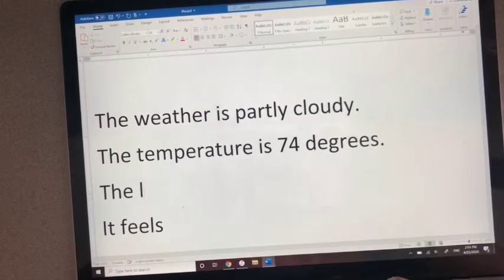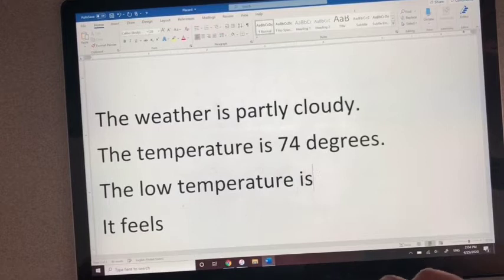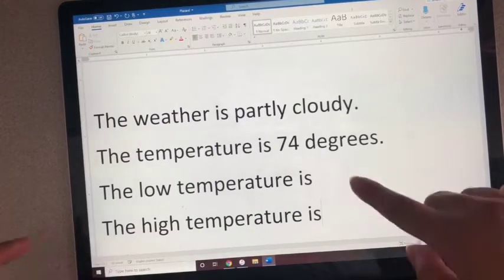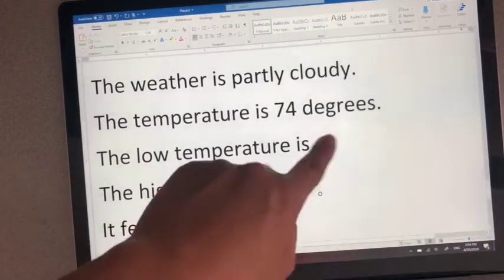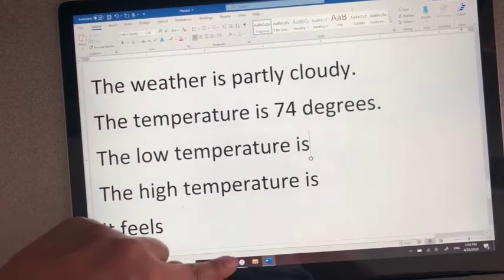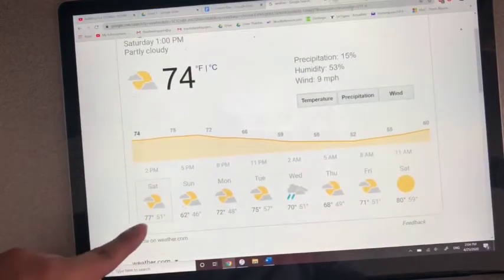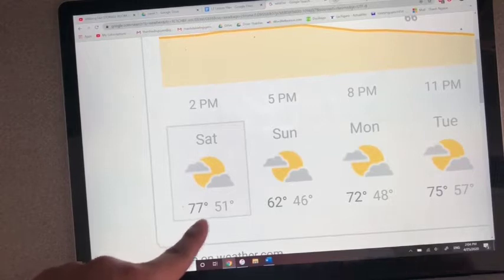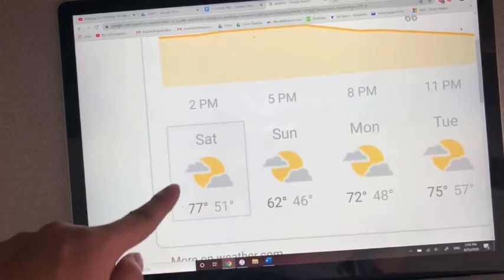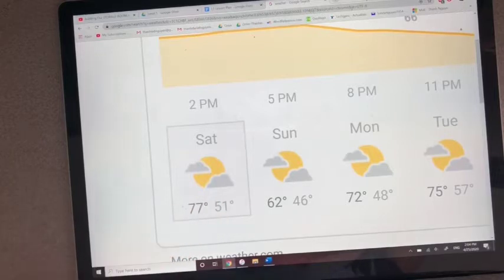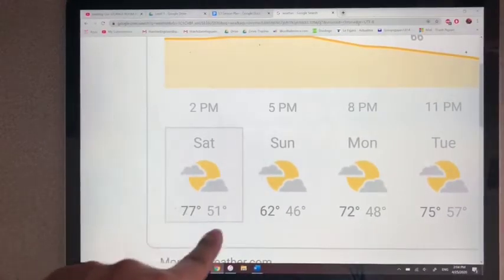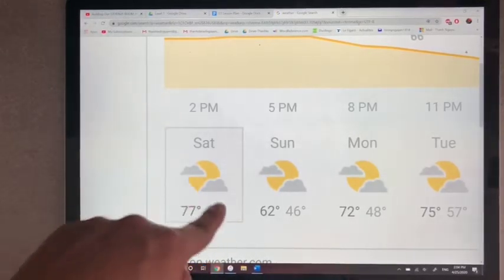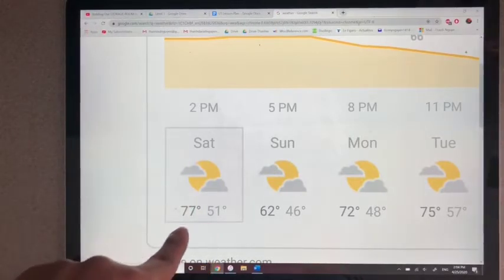Let's start with the low temperature, actually. I want to talk about the high temperature and the low temperature. So, when you look at the weather, you see two numbers for the temperature. You see one that is high and one that is low. So, we know that the weather for today is between these two numbers. On the left, we have the high number, and on the right, we have the low temperature. So we know the temperature today is between 51 and 77 degrees.